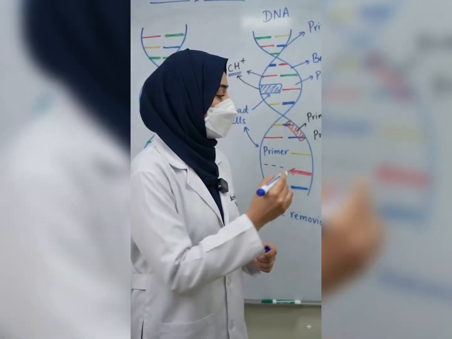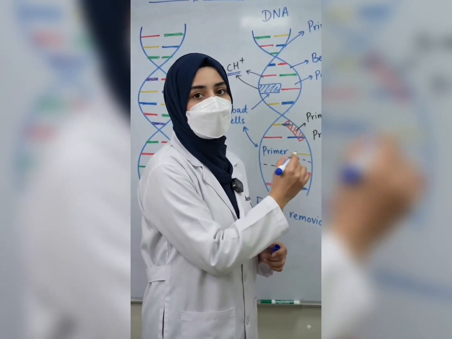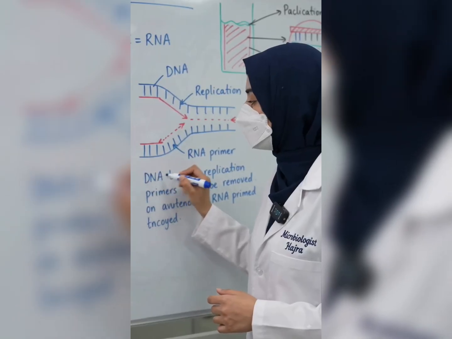Different organisms use different mechanisms for primer removal. In bacteria, DNA polymerase I removes RNA primers. In eukaryotes, enzymes like RNase H and FEN1 are involved. RNA primers cannot remain in the DNA. They must be removed and replaced. Bacteria use DNA polymerase I. Eukaryotes use RNase H.